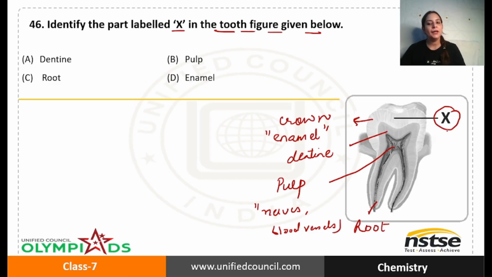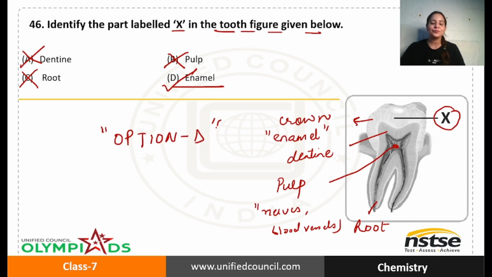So I hope you can recognize X now. X is basically not dentine, because dentine is present below it. It is not pulp, because pulp is present below dentine, this portion, and it has nerves and blood vessels in it. Root, no, because root is this part. So yes, it is enamel. So therefore X is identified as enamel. Therefore option D is the correct answer.